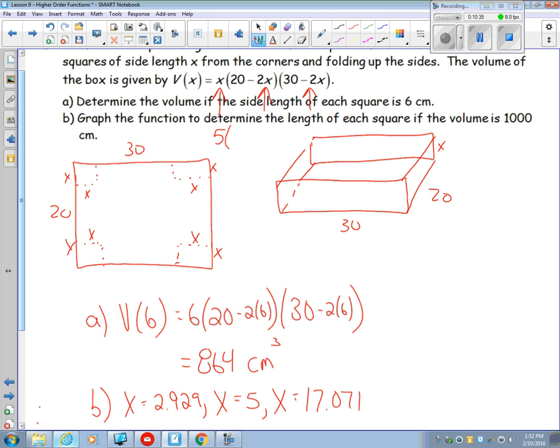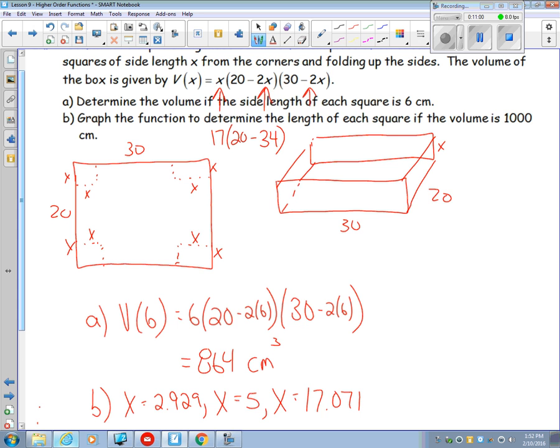That's doable. What about if I had 5 for all those x's? X was 5. I'd get 20 minus 10 this time, and 30 minus 10, which would be 5 times 10. I could do that. That's possible. But if I try that third one, x is 17, I get 20 minus 2 times 17. 2 times 17 is 34. Can I cut 34 centimeters off a box that's only 24 centimeters wide?